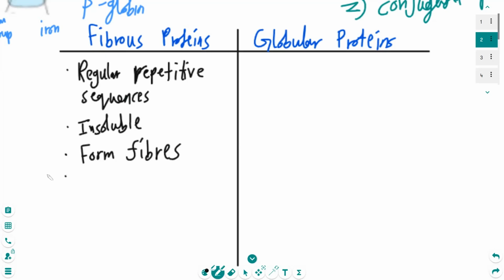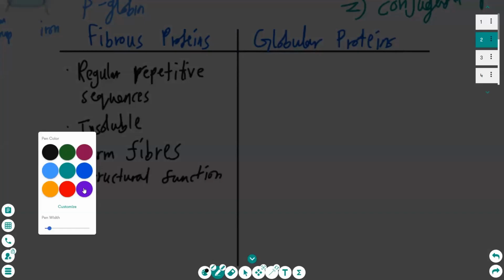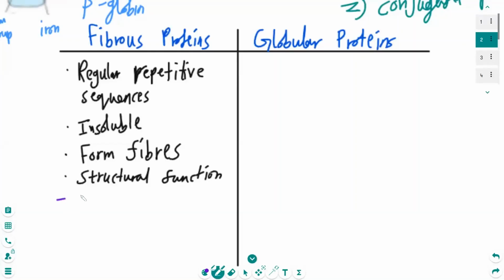And they tend to have a structural function. One example of this is collagen. There are multiple examples, so I'm going to do purple examples. Collagen is the most abundant protein in your body. Then keratin, which helps to form keratinocytes, and which is found in the skin and in hair. And keratin is actually rich in the amino acid cysteine.